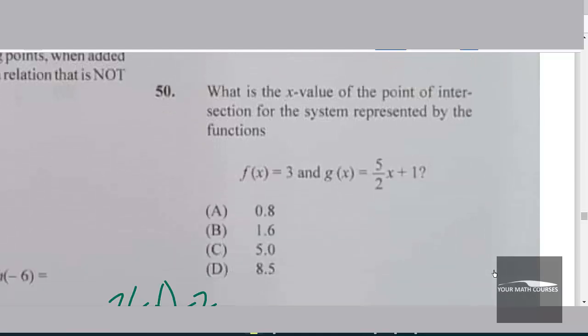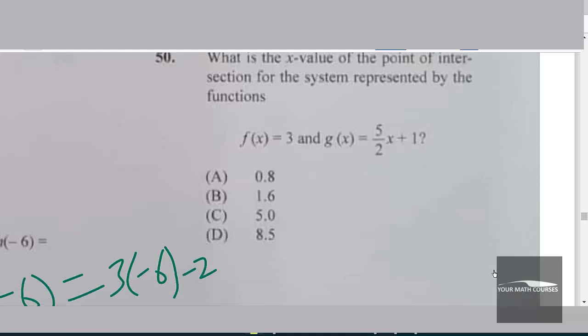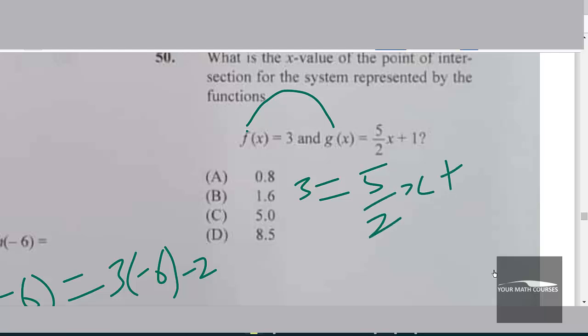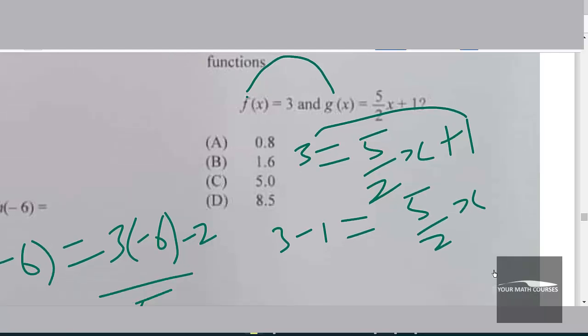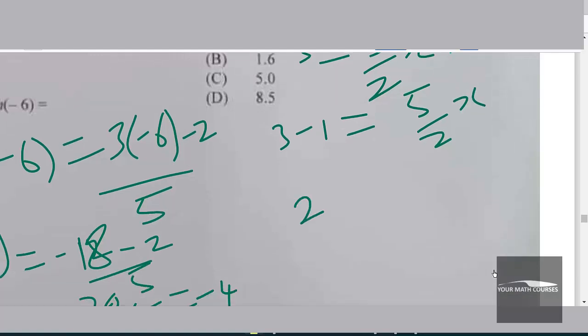What is the x value of the point of intersection for the system represented by the functions f of x equal 3 and g of x equal 5 over 2x plus 1? We're going to equate these two functions. So 3 will be equal to 5 over 2x plus 1. So 3 minus 1, we bring the same terms together, equals 5 over 2x. Now we have 2 is equal to 5 over 2x.